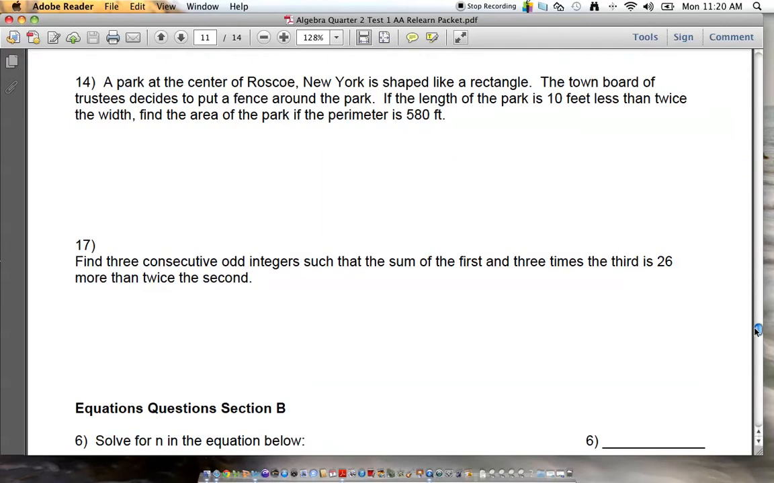A park at the center of Roscoe, New York. And by the way, the Beaverkill River runs through Roscoe, and it meets the Willowemoc. Great trout fishing up there. The park at the center of Roscoe, New York is shaped like a rectangle.